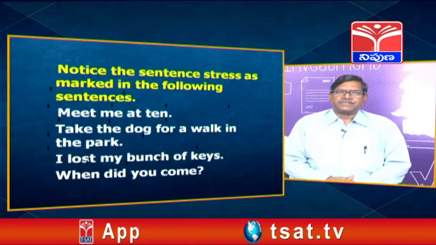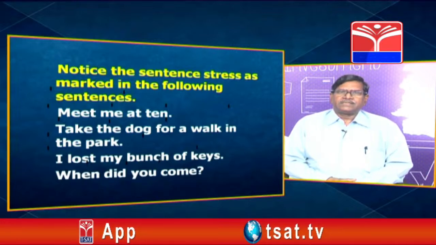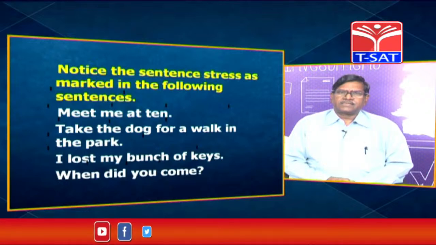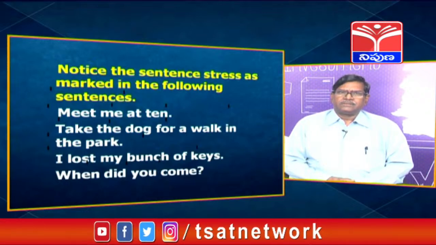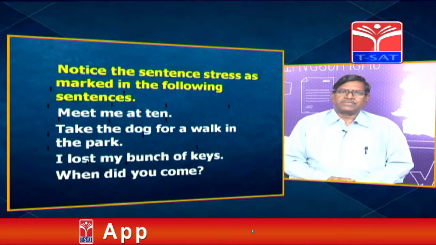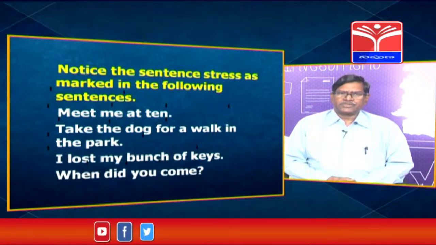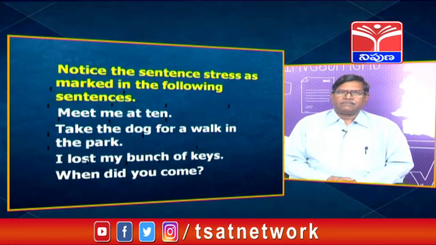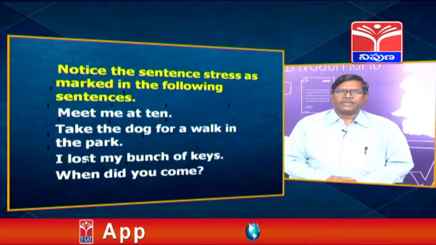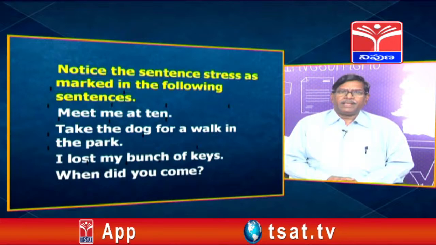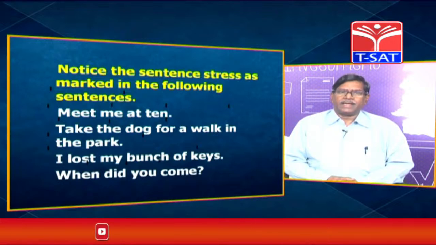See, look at these sentences. Their stress is marked on the content words. Meet me at 10. Meet, that gains stress. So only two words, meet and 10, gain stress. And the other words, me and at, won't gain stress. That is why we utter the sentence like this: Meet me at 10.